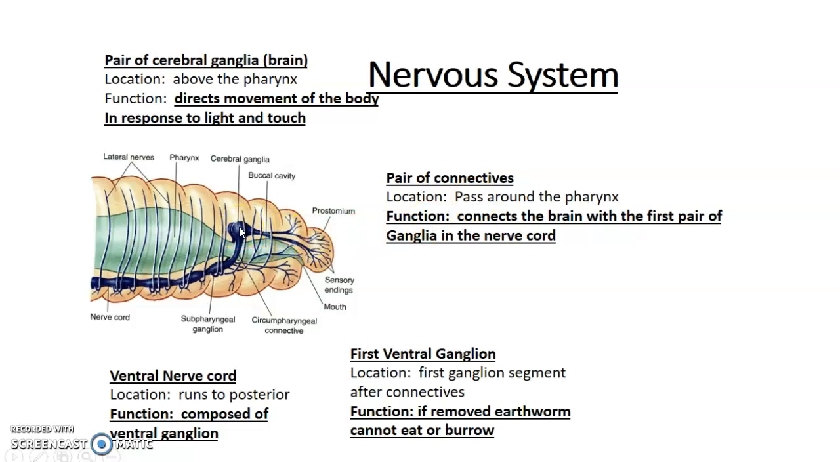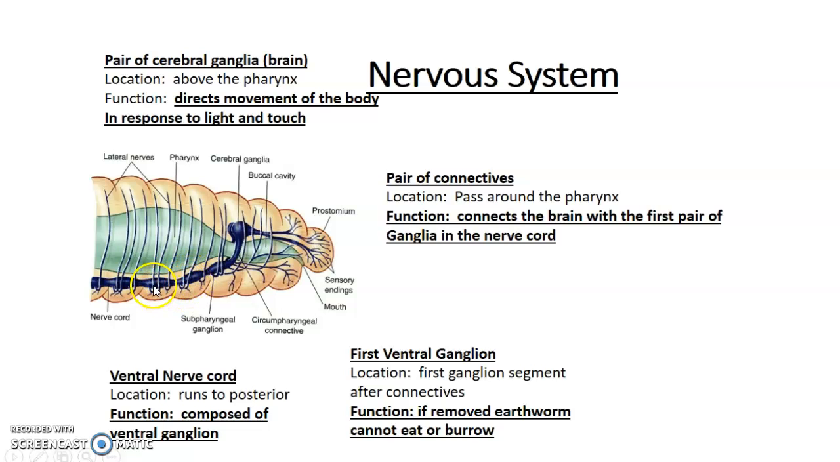Their brain has to go around the esophagus. So their brain is dorsally located, and then they're going to have a pair of connectives. They're called circumpharyngeal connectives, which you do not need to know. But here's their brain, and then here are those connectives. One wraps around the right side, and one wraps around the left side of the esophagus. And then that leads you to a ventral nerve cord. The ventral nerve cord is going to run along the bottom surface or ventral surface of the body.